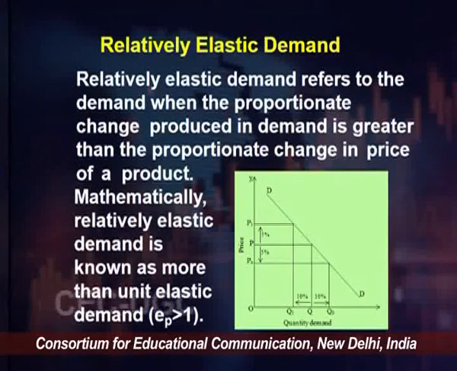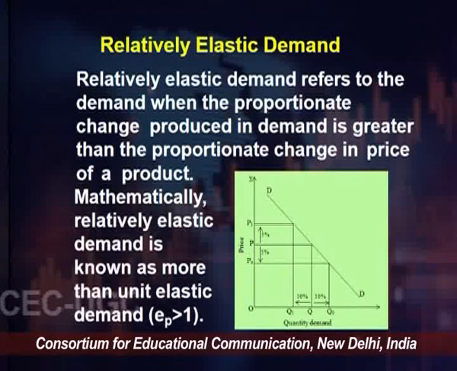Relatively elastic demand refers to demand when the proportionate change produced in demand is greater than the proportionate change in price, because you know the formula: percentage change in quantity demanded divided by percentage change in price. Elasticity of demand will be greater than 1 only when the numerator is more than the denominator, and here the numerator is the percentage change in quantity demanded. So relatively elastic demand is when the percentage change in quantity demanded is more than the percentage change in price.